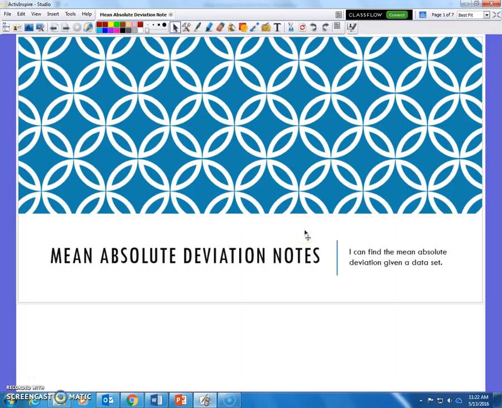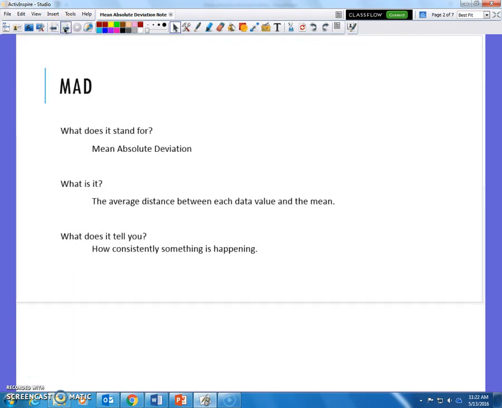All right, this is Mr. Gillum, and today we're going to talk about the mean absolute deviation. So, fancy way, we're going to abbreviate that MAD, the mean absolute deviation. It stands for mean absolute deviation, and it's the average distance between each data value and the mean. So it sounds really complicated.